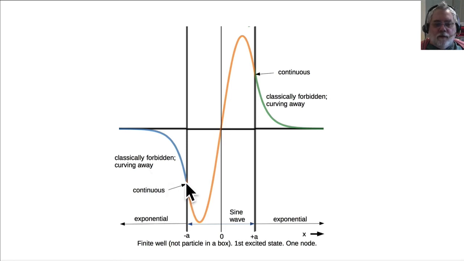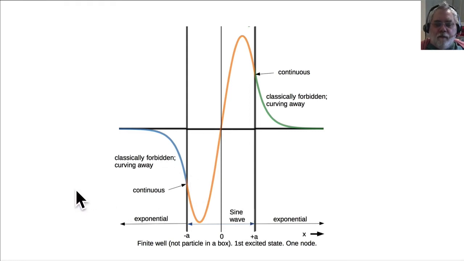That wave function will not be a sine wave, it'll be an exponential. In this case, well, let's look at the green one. In this case, it's a decaying exponential. The blue one here, it decays if we walk in the minus x direction. The regions outside this well are not completely forbidden, but they are classically forbidden.